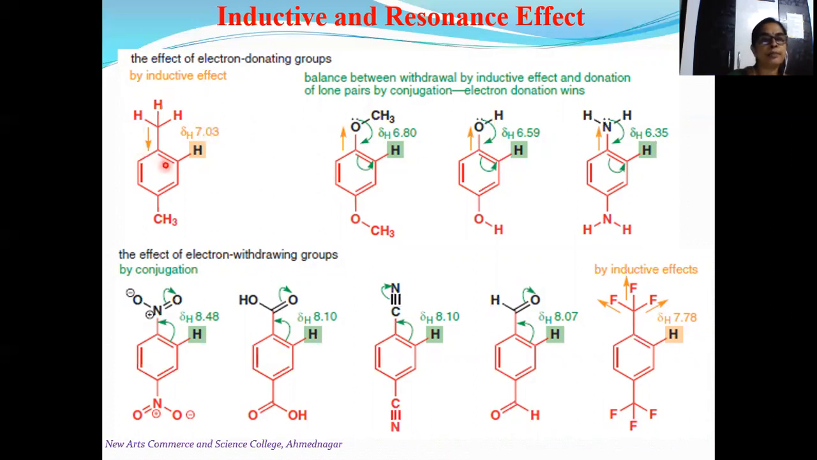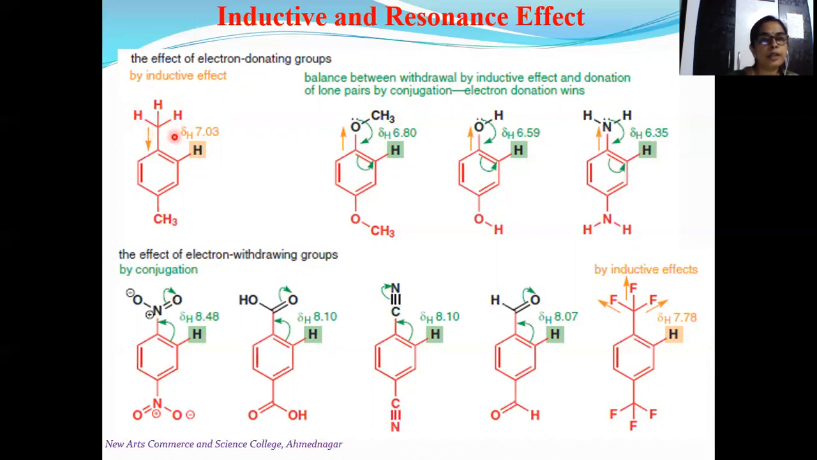This is the example where the substituents are methyl groups, and these methyl groups show the electron donating inductive effect. Due to this inductive effect, the delta value of this proton, orthoproton, is 7.03. To a small extent, it will show the hyperconjugative effect.